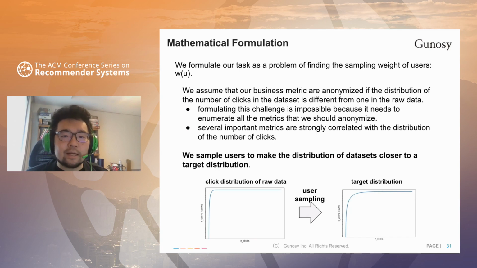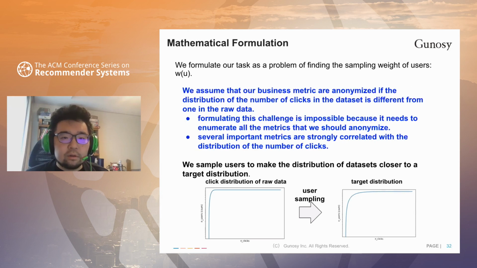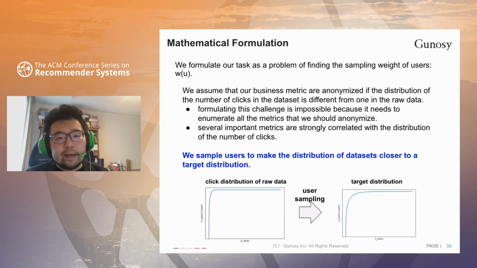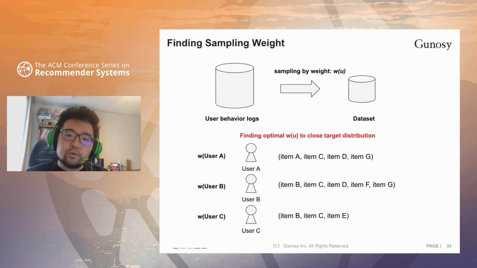Thus, I talk about the proposed method. We formulate our task as a problem of finding the sampling weight of users. We want to anonymize our business metrics. However, formulating this challenge directly is impossible because it needs to enumerate all the metrics that we should anonymize. In other words, we sample users to make the distribution of the dataset closer to a specific distribution. This figure shows our method. We sample users according to the sampling weight. To approach the target distribution, we solve an optimization problem.